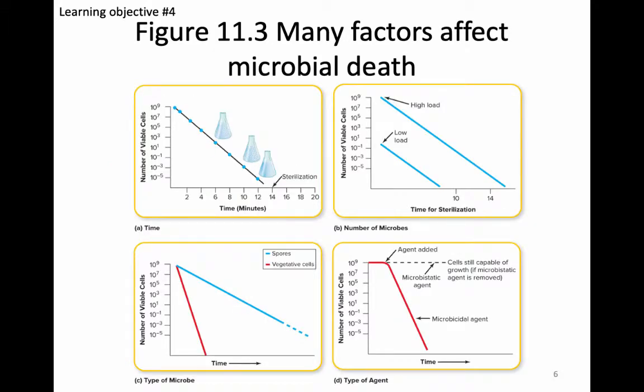So you can mix these terms up, but the ending of the word tells you if it kills or just stops growth. And then in addition to what type of bacteria or microbe you're dealing with, if it's an endospore or a vegetative cell, there are many other factors that affect how quickly microbes die in the presence of different treatments for controlling their growth.